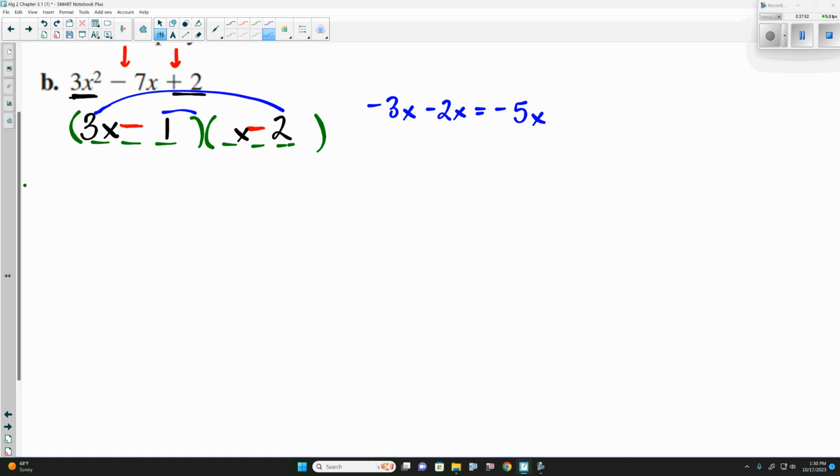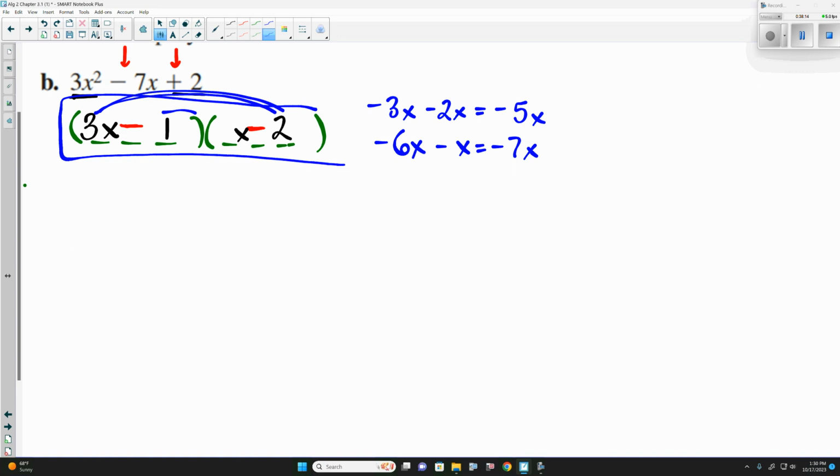This time we have 3x times -2, which is -6x. -1 times x is -x. And what is -6x minus x? Is that the middle term we wanted? So the factors 3x minus 1 times x minus 2 are the factors of the polynomial, this quadratic.